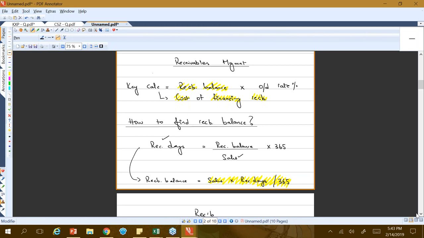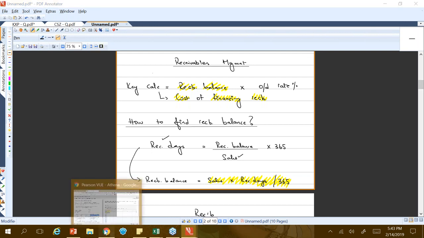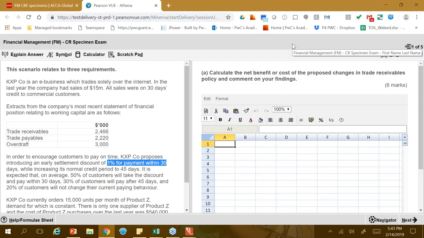And how do you find the receivables balance? We have the receivable days, we have the sales, and we can find the receivables balance, which is receivables balance equaling sales into receivable days over 365. Please keep this in front of you. Keep this one in front of you. Now, let's go into this question then. Let's try and do this.